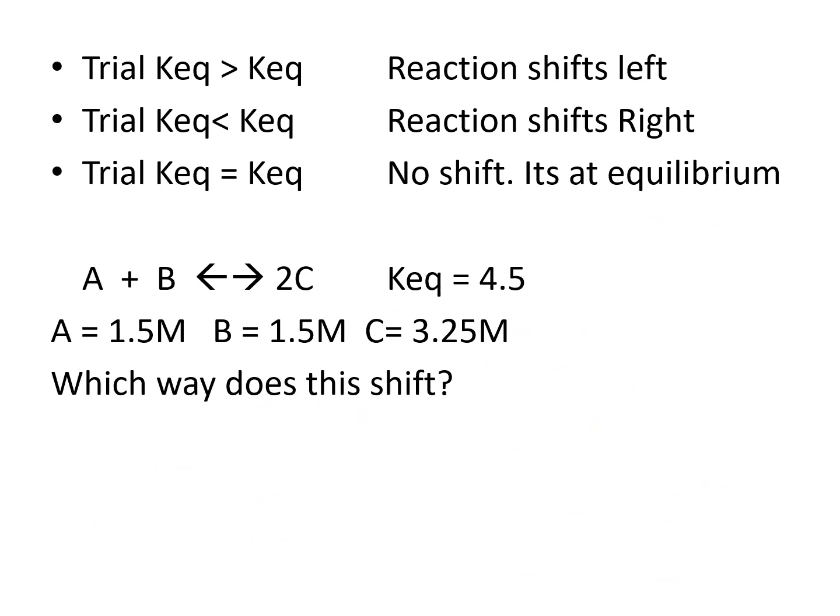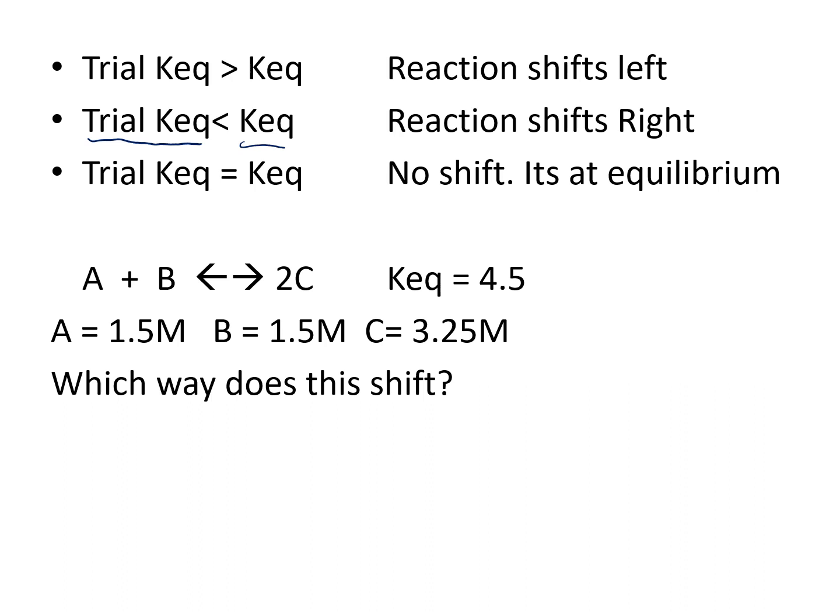And that brings us to this: if the trial KEQ is larger than the KEQ, that means the trial KEQ is too big and it needs to shift to the left. If the trial KEQ, like in that previous question, is too small, so the trial KEQ is less than the KEQ, it needs to shift to the right. And if trial KEQ is equal to KEQ, then it's already at equilibrium. There's no shift.